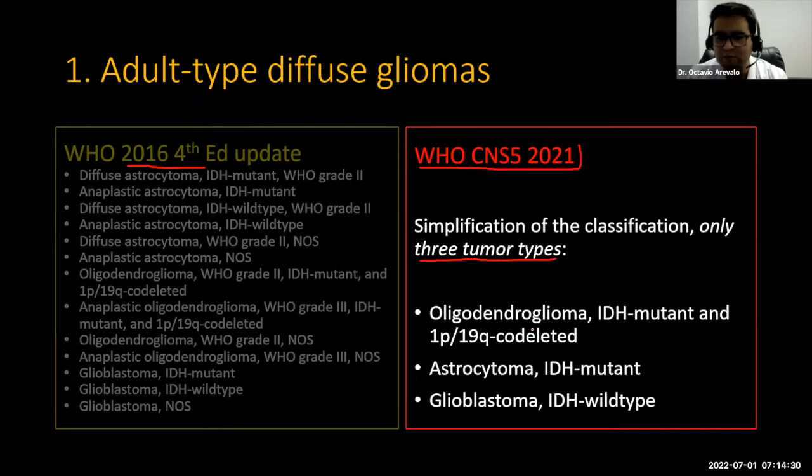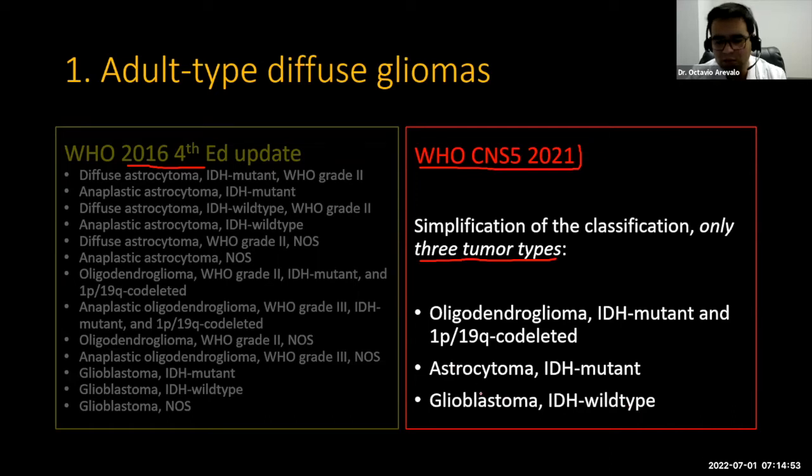Oligodendroglioma, IDH mutant, and 1p19q co-deleted. The whole thing is one single name. It's like my name. I have 5 words in my name. So I have 3 given names, 2 family names. So it's a long name. The whole thing is the name of this tumor. And the other entity is astrocytoma, IDH mutant, and the other entity is glioblastoma, IDH wild type.